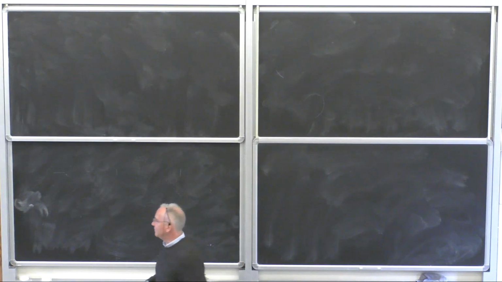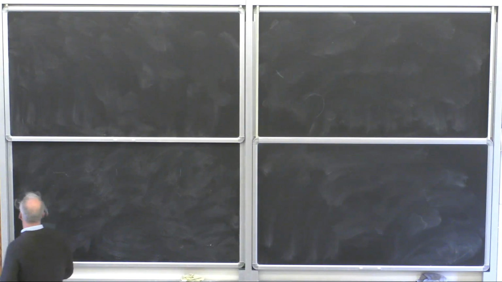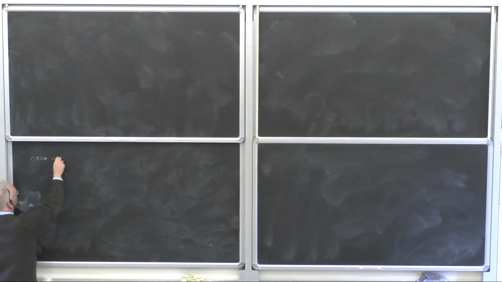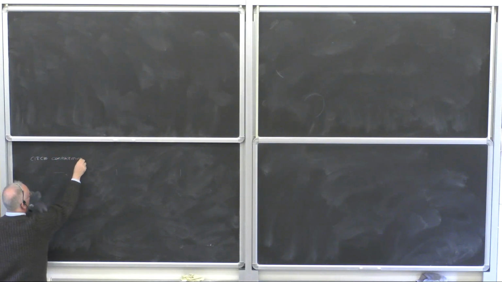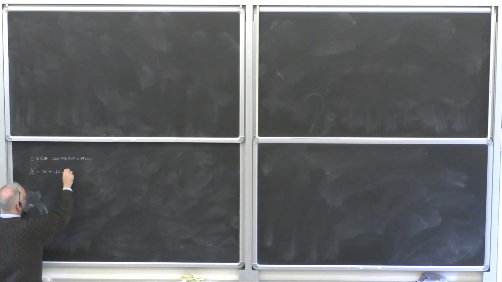So let me go back to what we were discussing last time. So it is circle compactification. The starting point was that we discussed closed strings. So the coordinate along the circle gets an addition here.